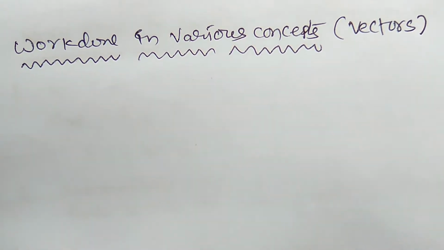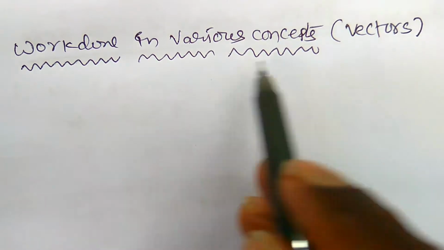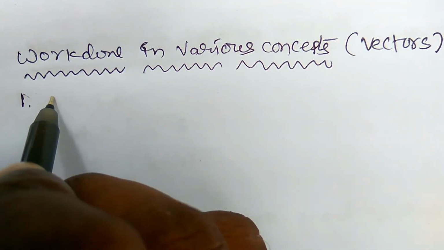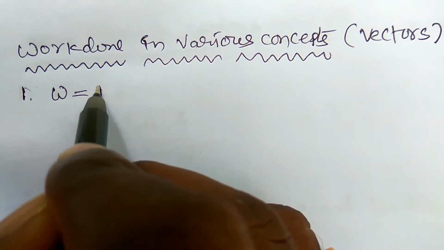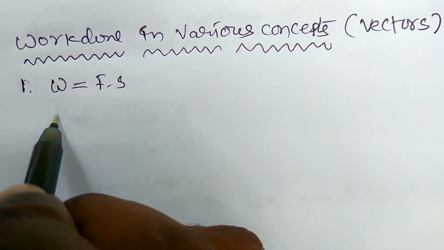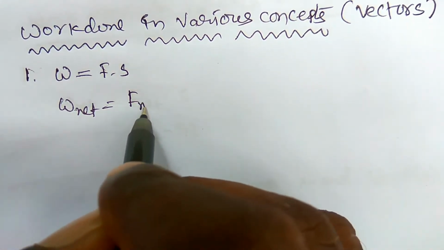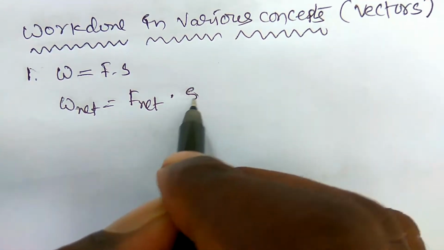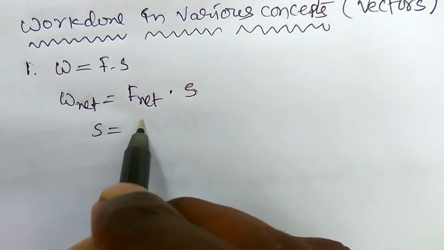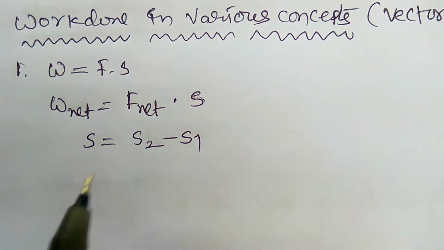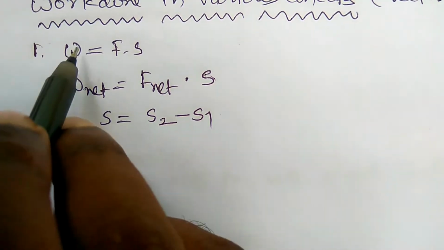So let us start our topic: work done in various concepts. The first formula, the basic formula, is the work done W equal to F dot S. The net work done is equal to net force into displacement. Here the displacement S is equal to S2 minus S1. This is one formula to measure the work done.